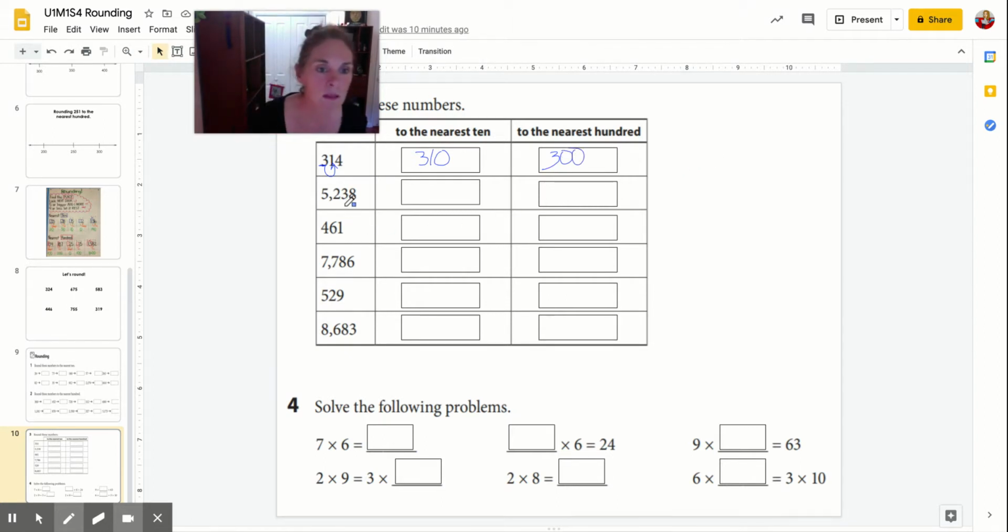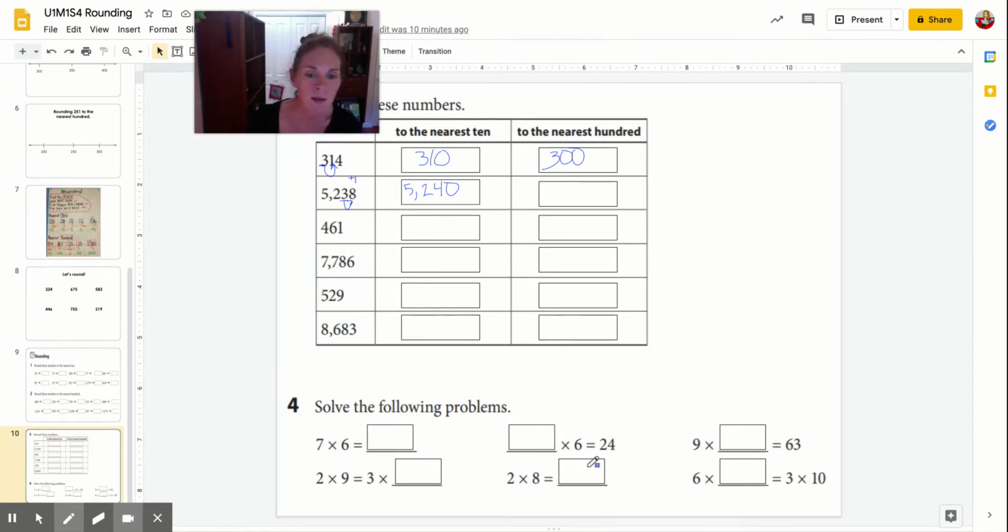I love this one. Find the place. First I do tens. Look next door. 5 or greater, add one more. Oh boy. 240. That's rounding to the nearest 10. Then you have to do the hundreds. I'm not doing any more of your work.